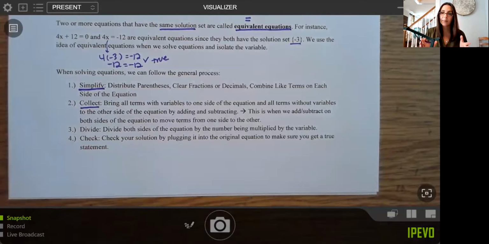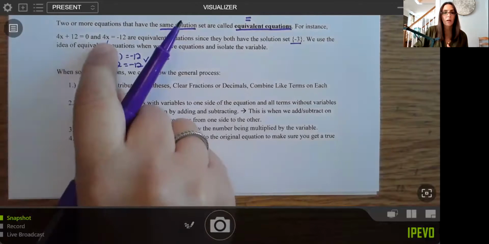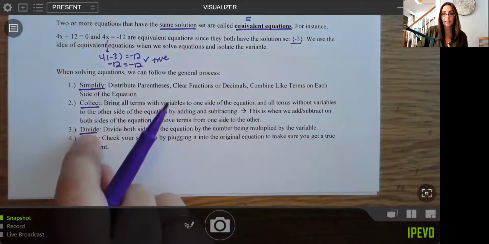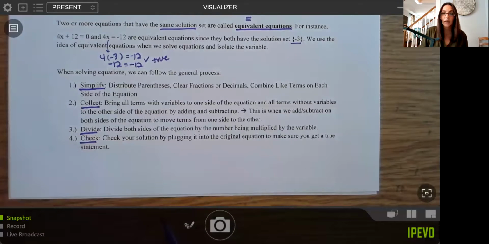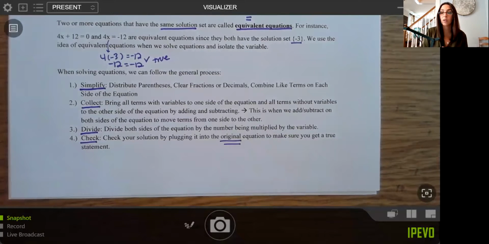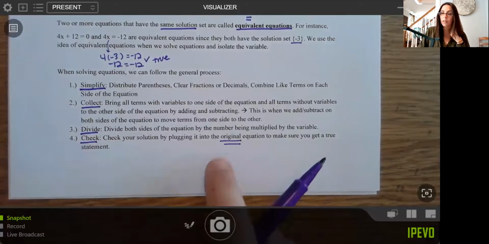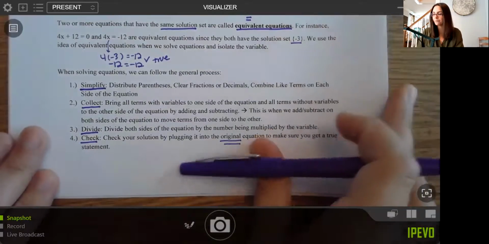After all your terms are separated, you're going to divide. So at this point, you should have something very simple, like here, 4x equals -12. And now we're on step 3. So your last thing is to divide by whatever number is being multiplied by the variable. And we do that on both sides. And of course, you can always check your answer. You can check your solution by plugging it back into the original equation to make sure you get a true statement. You do want to use the original equation though, because it will then check all your process. If you don't start with the original equation, then you risk missing a mistake you may have made. So we do always go back to the beginning there.